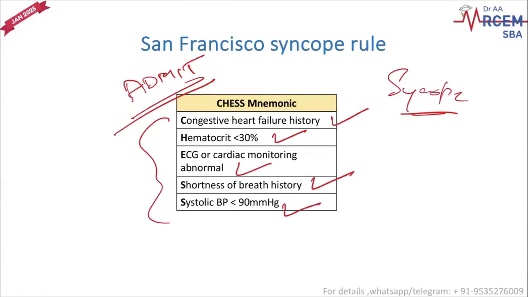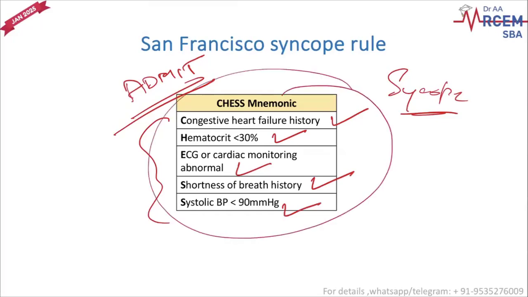If at any point of time the recorded blood pressure during the stay in the emergency department was less than 90, you need to admit this patient. This can be remembered with a mnemonic known as CHESS. C stands for congestive heart failure, H stands for hematocrit value, E stands for ECG changes, S stands for shortness of breath, another S stands for systolic blood pressure being less than 90.